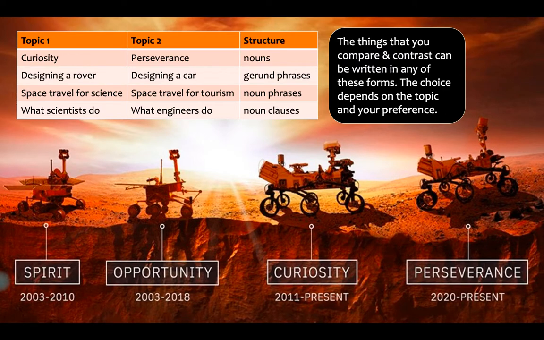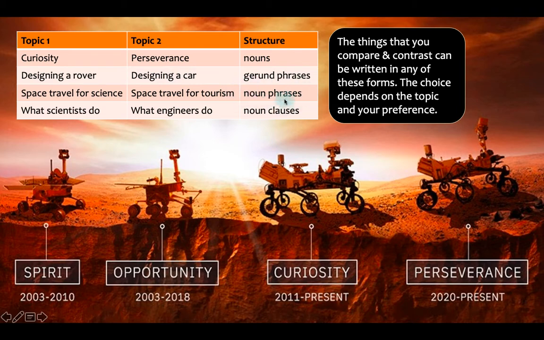To start, I want to look at the topics that we will use for our example sentences, and you can see that there are 4 different structures. So for the first one, for nouns, we'll use Curiosity and Perseverance, these two Mars rovers. For an example for gerund phrases, we'll use designing a rover and designing a car. These are two things that I think could have similarities and differences.